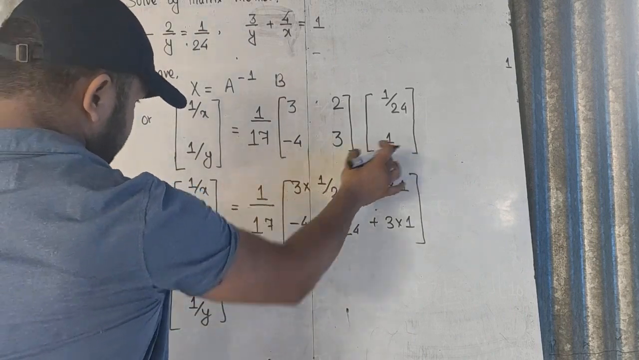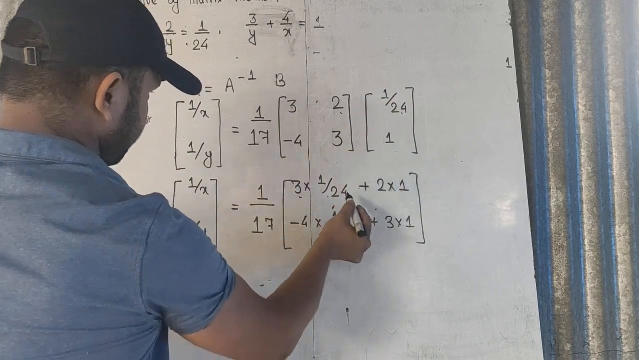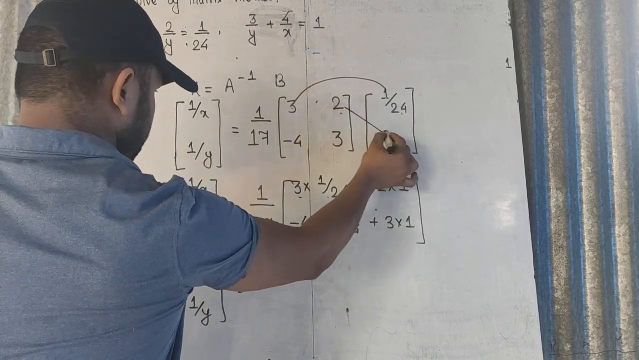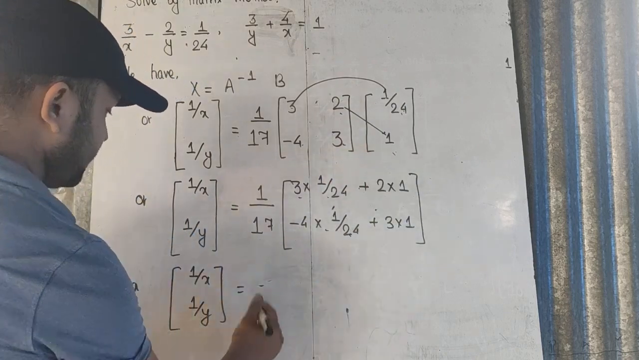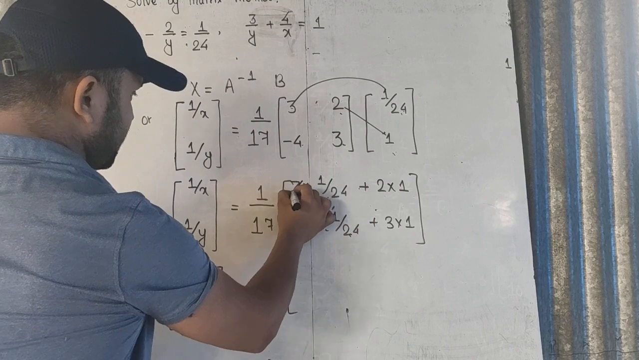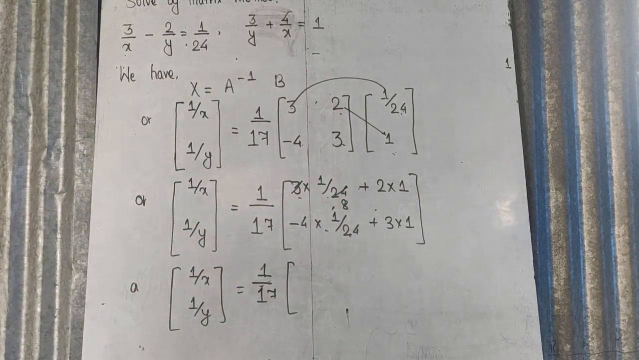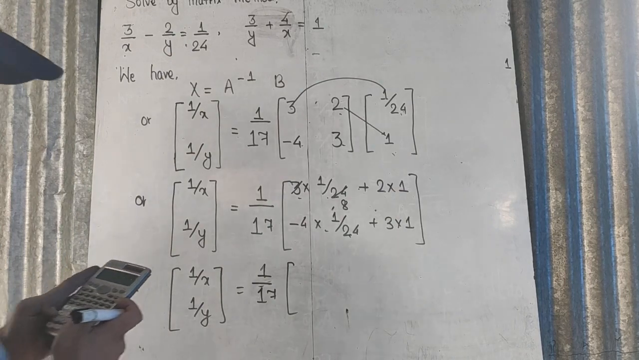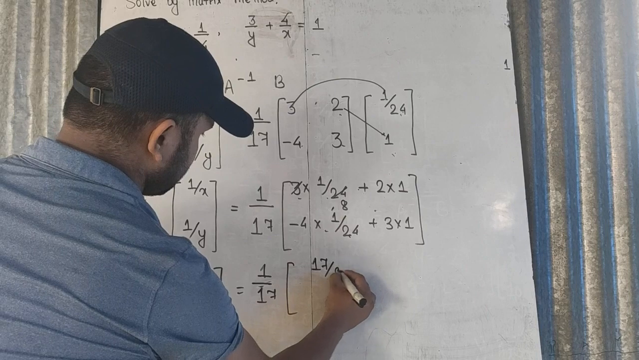Now we are multiplying these two matrices. 3 into 1 by 24 plus 2 into 1. Similarly, minus 4 into 1 by 24 plus 3 into 1. Now when we calculate it, we are going to add it. 3 1 is 3, 3 8 is 24. Now we are going to make a calculation. Here we get 17 by 8.